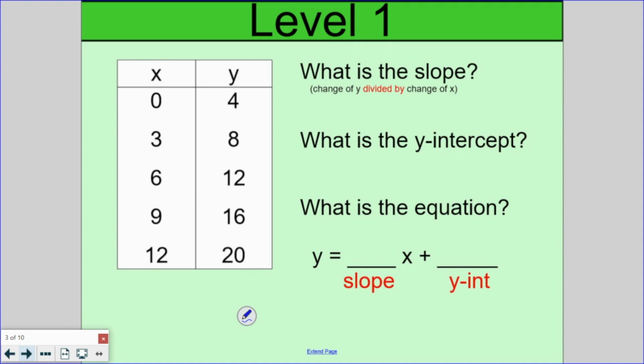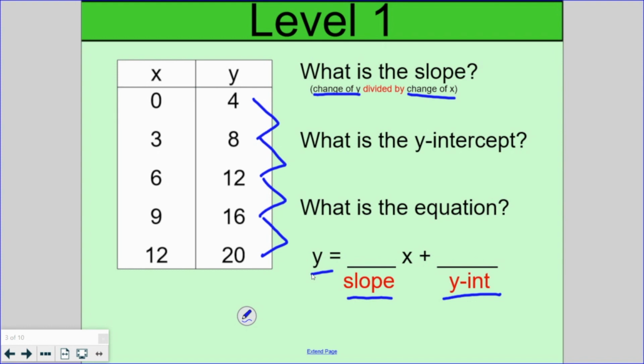So what we're going to start off with is, on an equation, we have our slope-intercept form. We have y equals, and then our slope times x plus our y-intercept. To start off, looking at this table, let's figure out what the slope is. It's the change in y divided by the change in x. So let's figure out what our change is. What was happening every time here on the y's? What's the pattern?